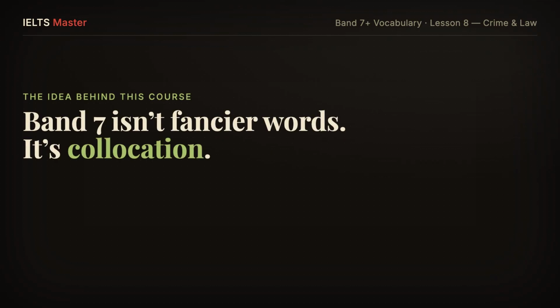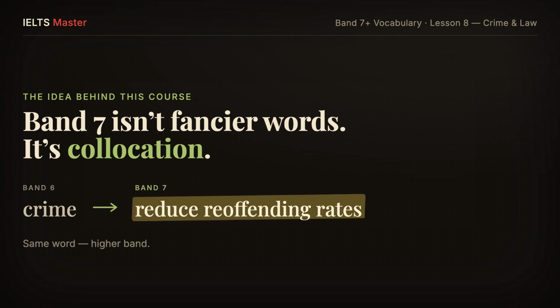Here's the idea behind this whole course. Most students try to raise their score by learning more words, or longer, fancier words. But that is not what examiners are looking for. What really separates Band 7 from Band 6 is collocation. And collocation just means knowing which words go together. So crime is just a word. But reduce reoffending rates, now that is a Band 7 phrase.